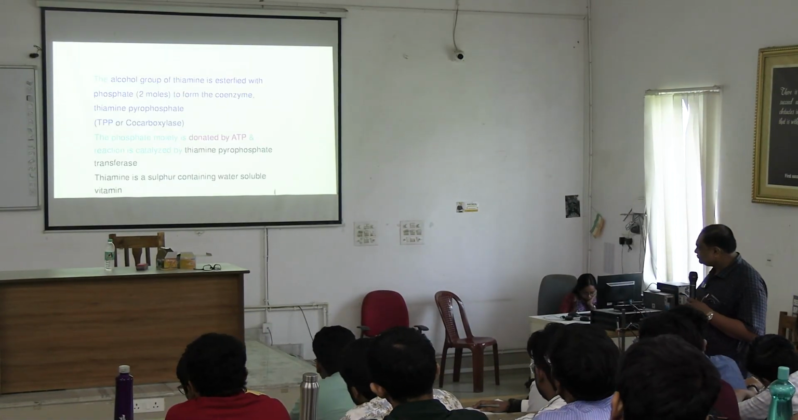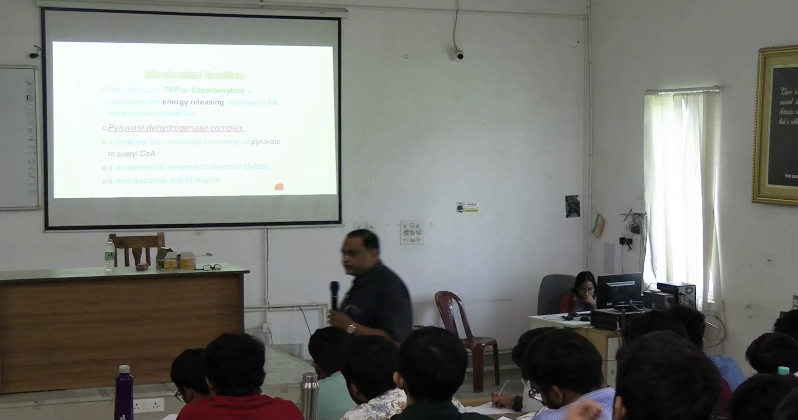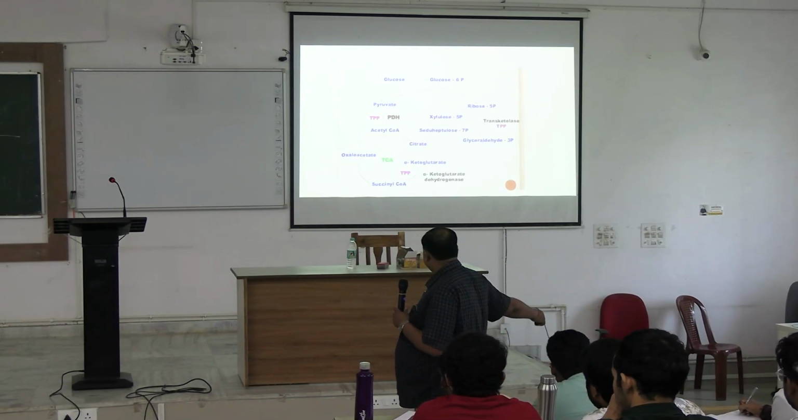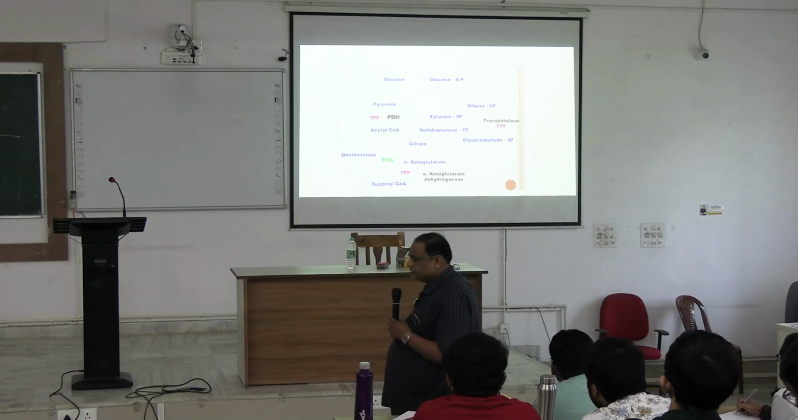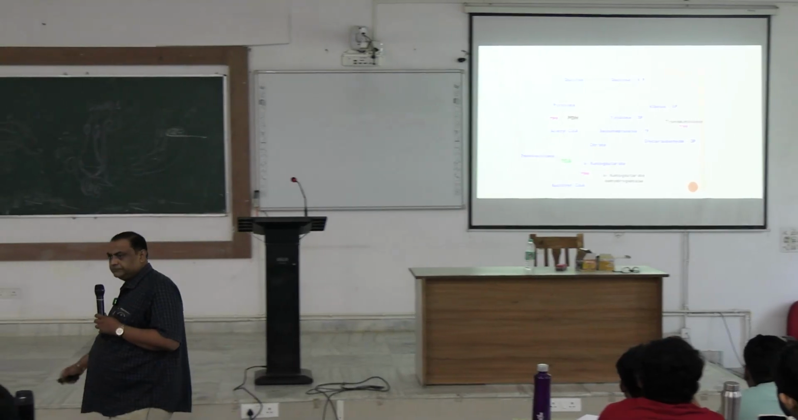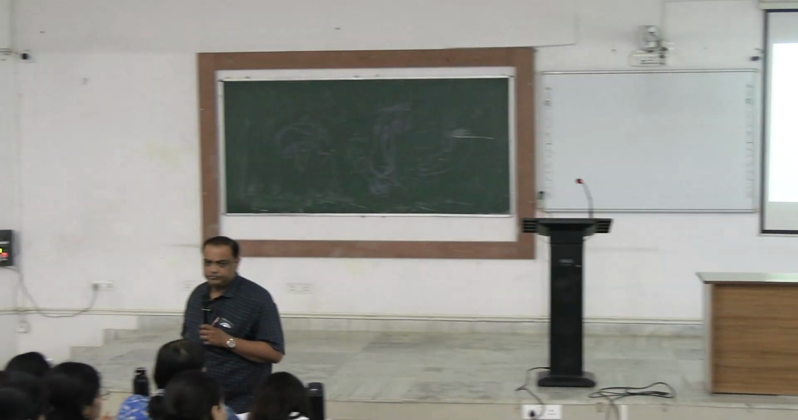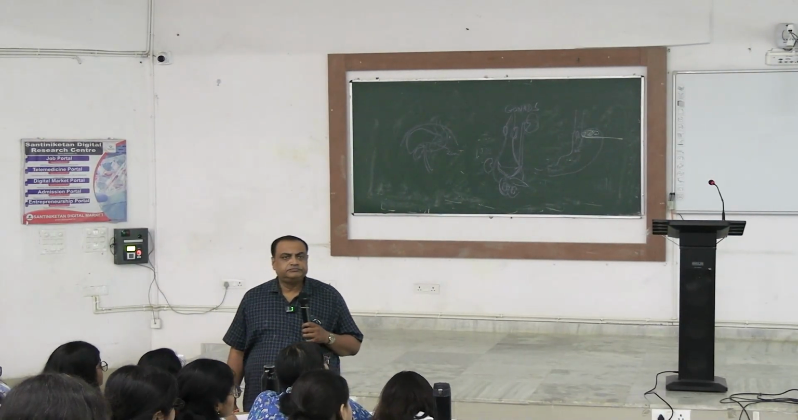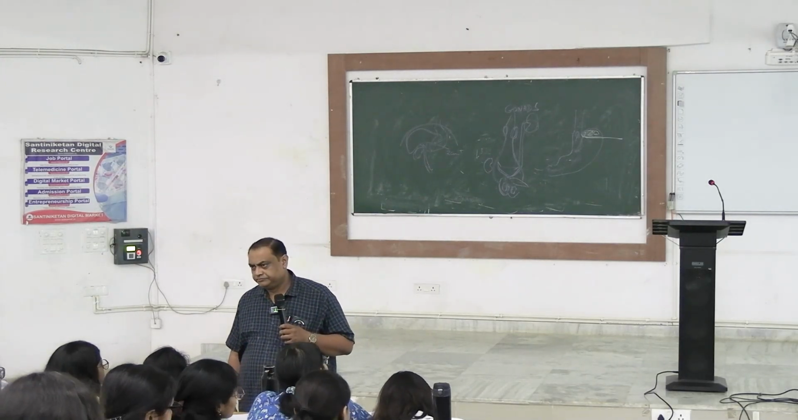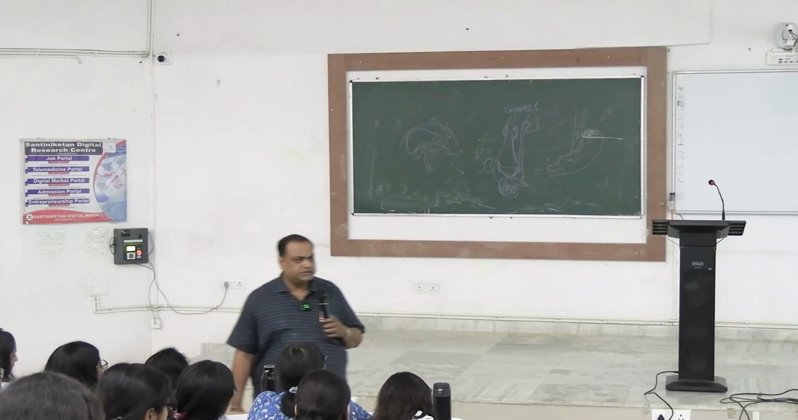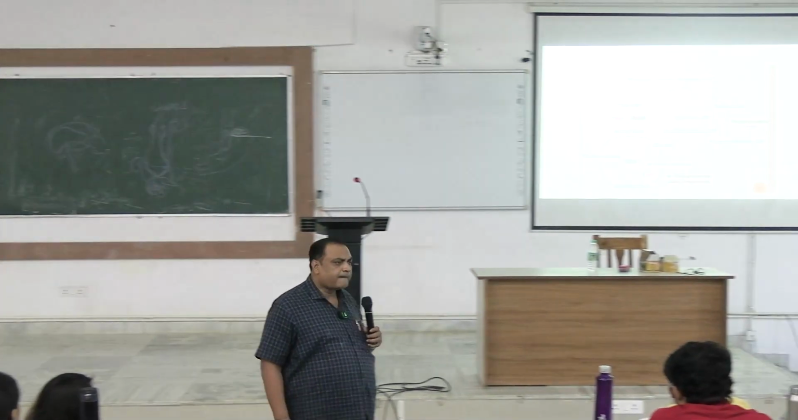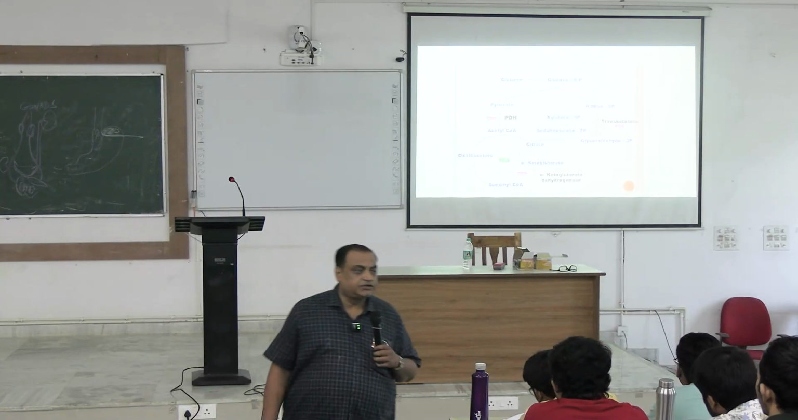All right. Chemical function. Thiamine pyrophosphate is required in these three reactions. All the reactions have been taught to you, and all of them come under carbohydrate metabolism. Number 1, pyruvate dehydrogenase. Number 2, alpha ketoglutarate dehydrogenase. Number 3, transketolase.